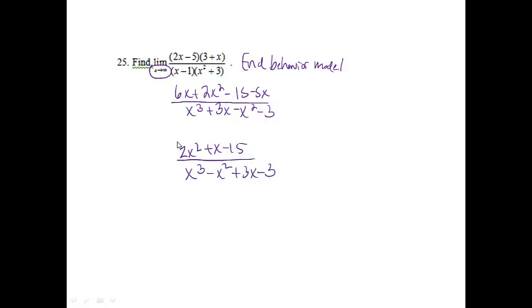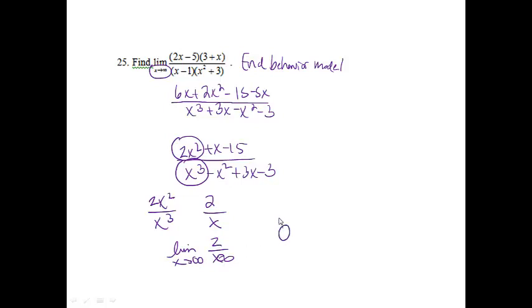And then from here, we are going to go ahead and take the highest powers from each. So my end behavior model would be 2x squared over x cubed. And if I reduce that, my end behavior model is going to be 2 over x. And if I find the limit as x approaches infinity of that behavior model, if I plug in infinity for x, 2 divided by a really, really large number will approach 0. So that limit will be 0.